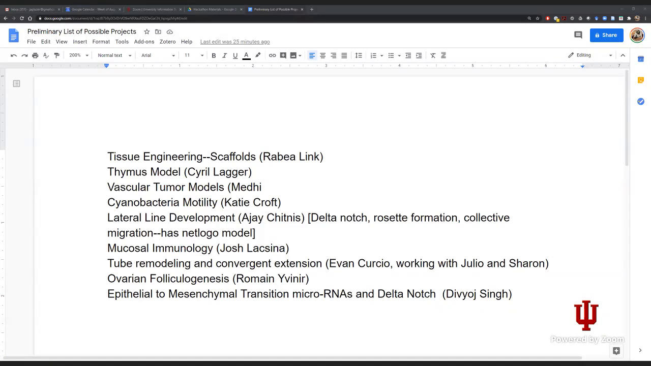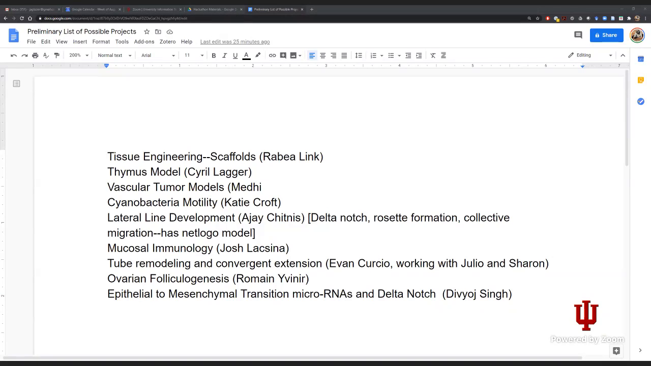I'm not sure, since it wasn't all delta notch, cross-inhibitory signaling. Okay. Evan says, "Yep." I think the convergent extension is a great project. I'm going to remove that epithelial mesenchymal one for the moment.